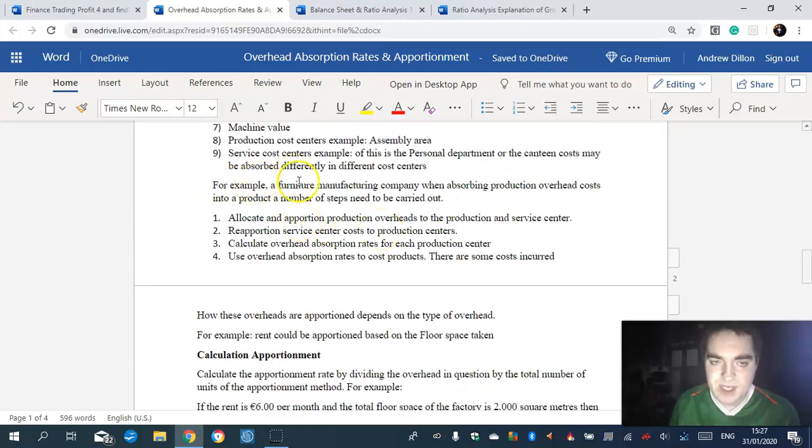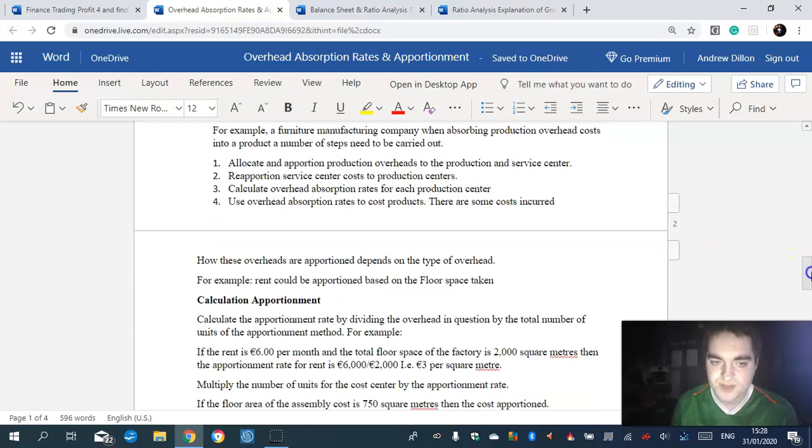And here is an example. It says a furniture manufacturing company, when absorbing production overhead costs into a product, a number of steps need to be carried out, which are 4 steps. First one is allocate and apportion production overheads to the production and service centres. The second step is reapportion service centre costs to production centres. The third step is calculate overhead absorption rates for each production centre. The fourth step is use overhead absorption rates to cost products to their actual costs incurred.